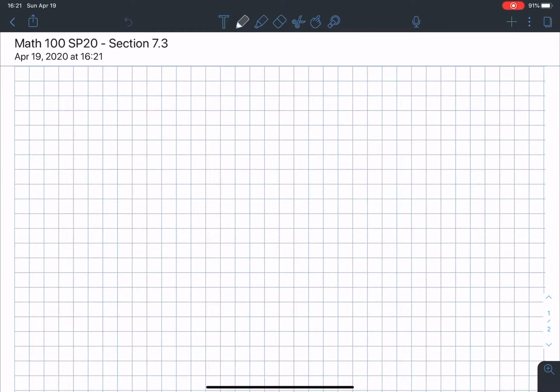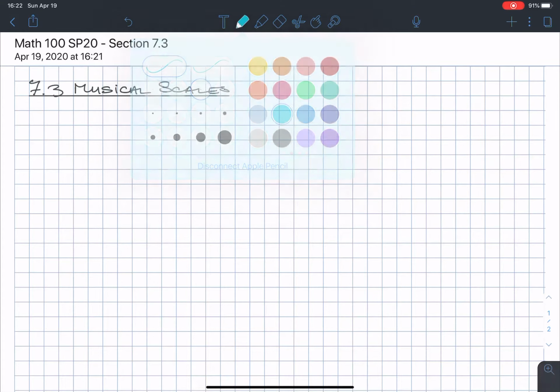Okay, so welcome to section 7.3, which is musical scales. So, musical scales. Okay, so definition.